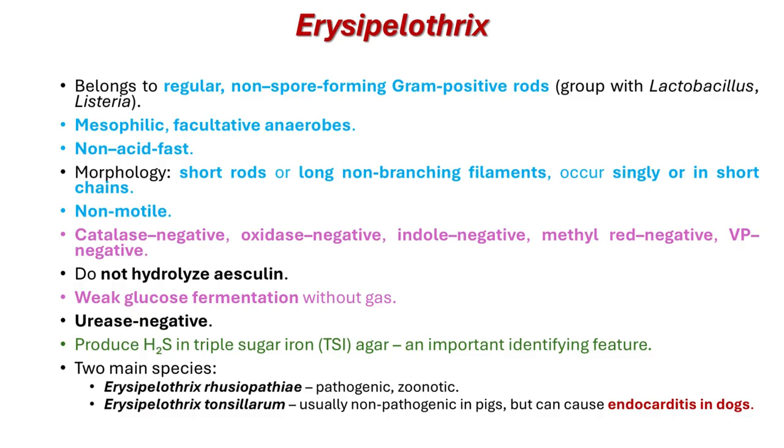The genus contains two major species, Erysipelothrix rhusiopathiae, which is clinically important and zoonotic, and Erysipelothrix tonsillarum, which is usually non-pathogenic in pigs but has been linked to endocarditis in dogs.